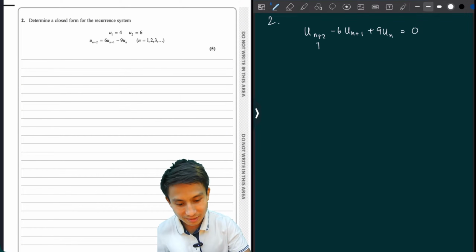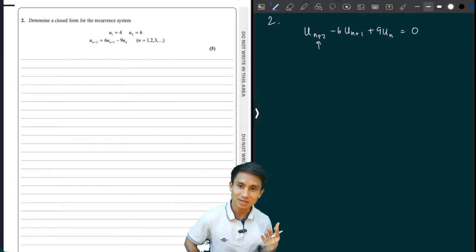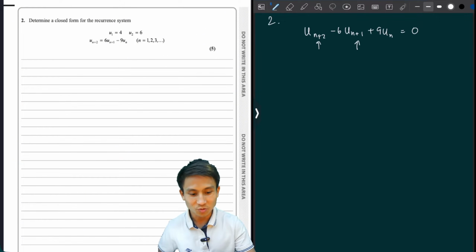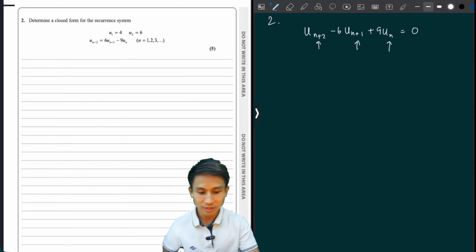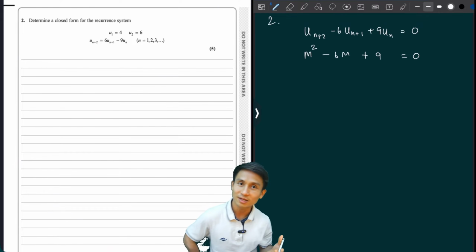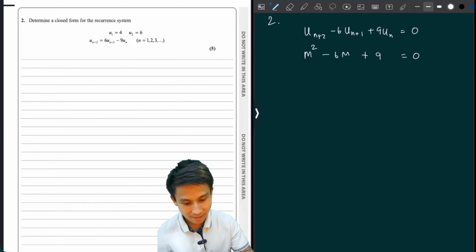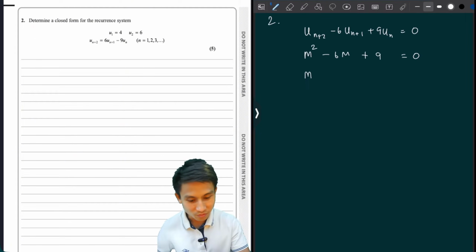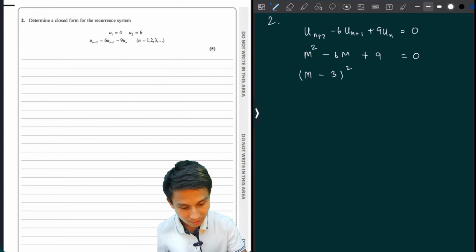And then this is the second term, i.e. the second order. This is the first order, this is the 0th order, yeah? So you can put like m squared minus 6m plus 9, just the same way you would do in second order ODE. And then factorizing this would give you m minus 3 squared equals 0, right?